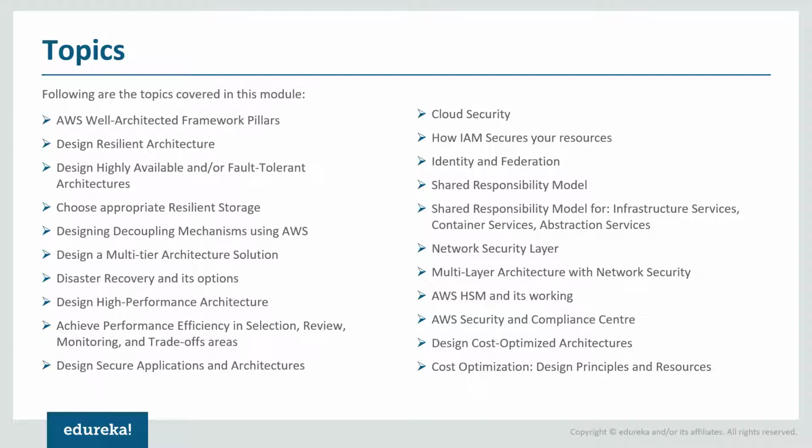And network security plays an important role in a data center world as well as in the cloud world. So we'll be understanding various network security features that are available in AWS, like how to do multi-layer networking, multi-layer architecture. We'll also look into the hardware security model, how it works, various AWS security and compliance centers, how to design cost-optimized architectures, and design principles and resources for efficient AWS usage.